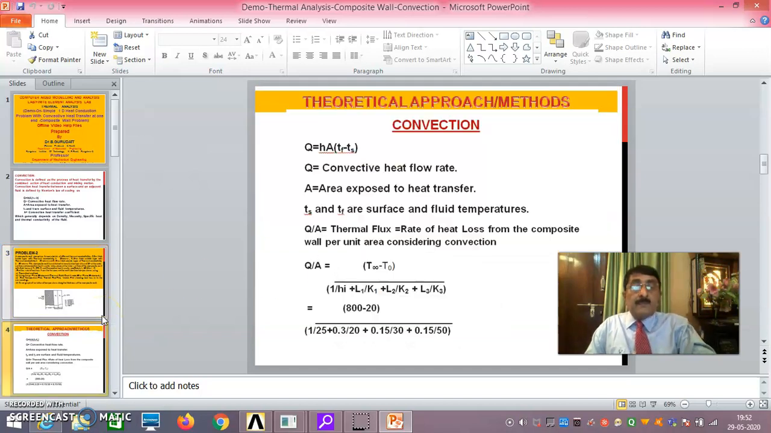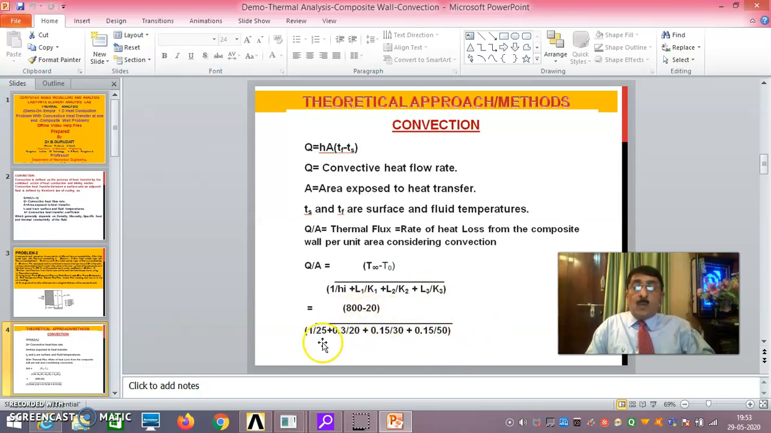Now you see here, Q by A equals T infinity minus T0. This is all theoretical. 800 minus 20, over 1 by HI, 1 by 25, plus the first layer 0.3 by 20, where 20 is the thermal conductivity of the first layer. The next layer has a thickness of 0.15, and thermal conductivity is 30. The next layer again has a thickness of 0.15 meter, but thermal conductivity is 50. In that way, you substitute it.